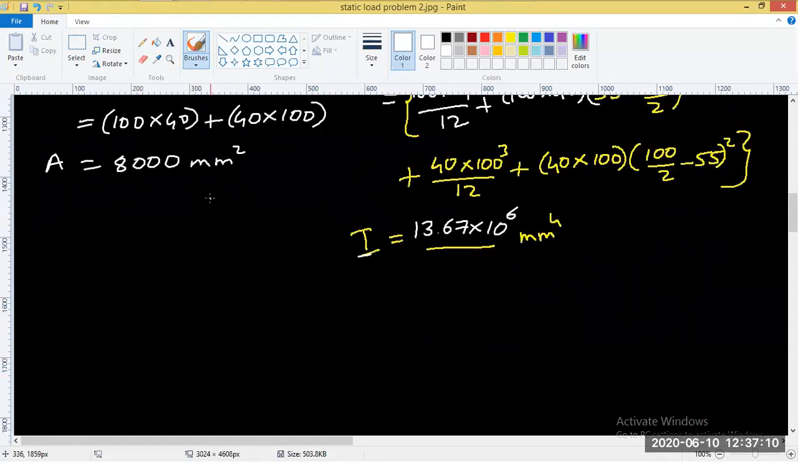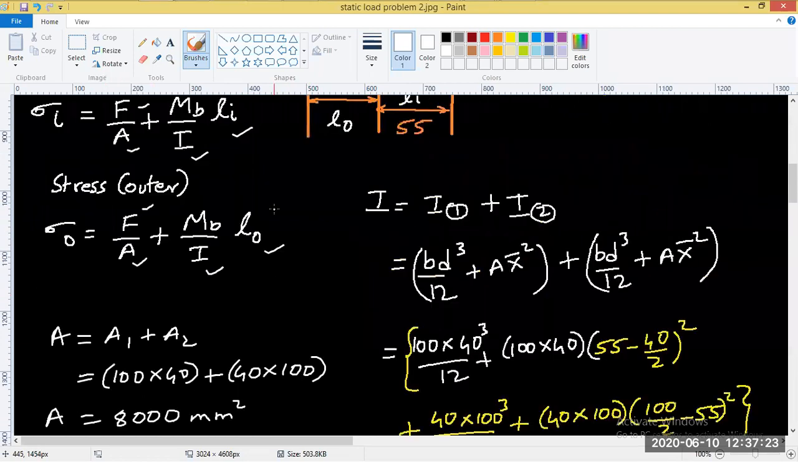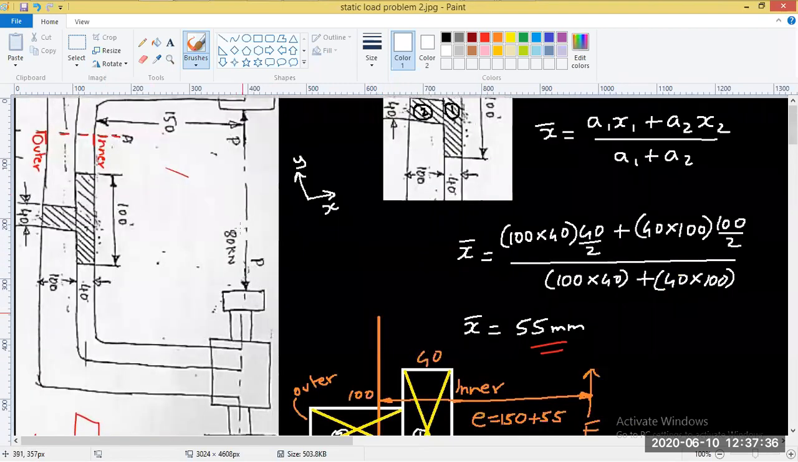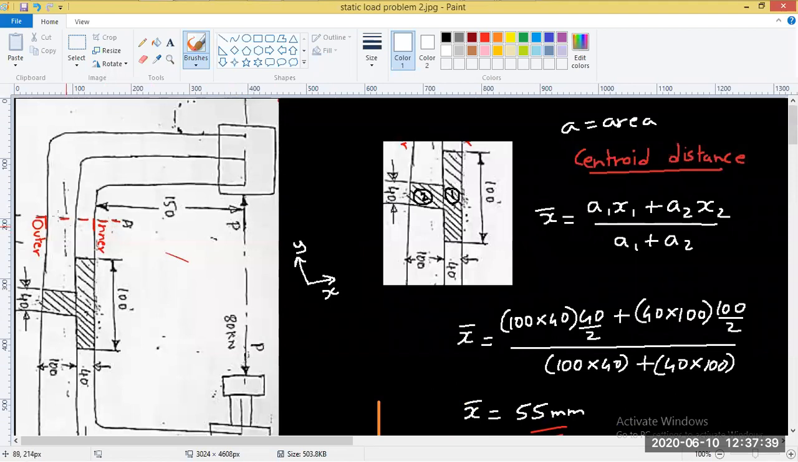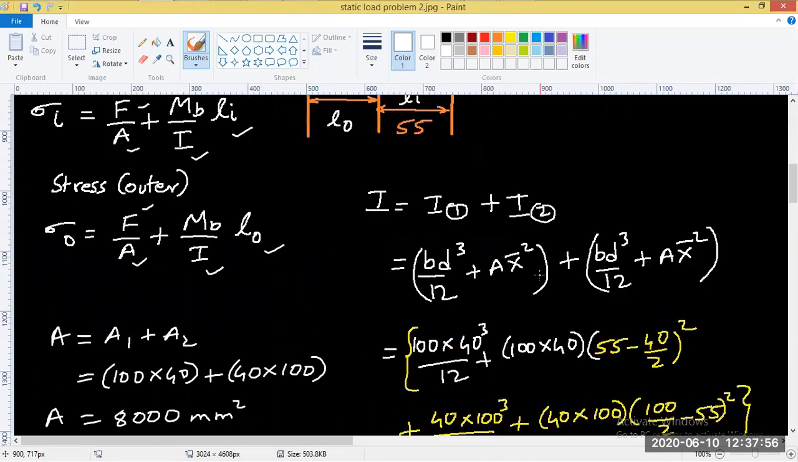So bending moment, simple enough. MB is nothing but the load F into eccentricity e, right? Eccentricity e is nothing but the distance, which I think we found out yesterday. So you see here the eccentricity from where the force is being applied till the neutral fiber. If you see in the C clamp, the load is applied here and till here, this black dotted portion is the total eccentricity. That means this is 150, the distance till the inner fiber, and from there on it is 55 mm inside. So that's where you get the eccentricity of 205 mm.